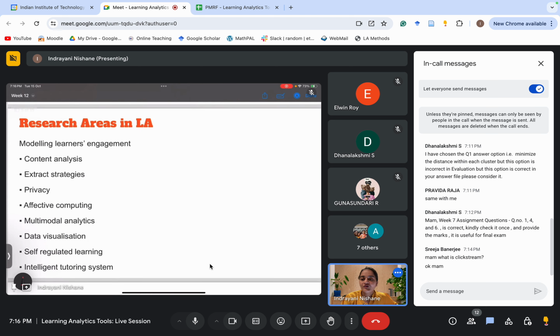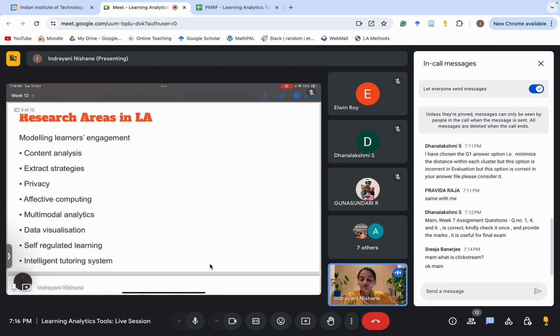Now, to sum up, what are the research areas in learning analytics. Whatever questions we have for this week, we have answered those types of questions in theory throughout week 1 to week 11. So this week itself is a kind of revision for what we have done till now. We have seen content analysis, and the extraction of strategies based on their log data, what learning strategies they have, through pattern mining.